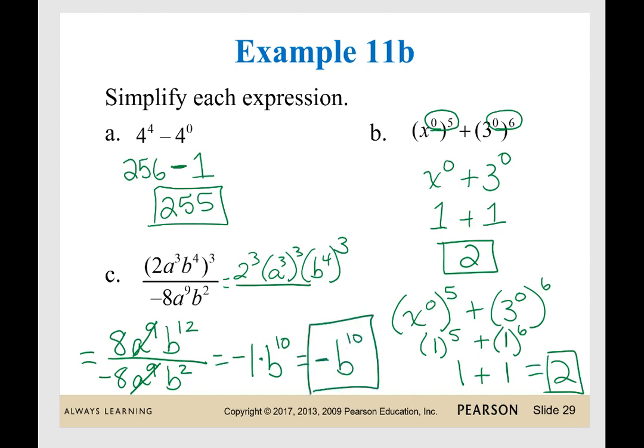Remember, if you write -1, my math lab will probably mark you wrong. So remember, no 1 coefficients, no 1 powers, okay?